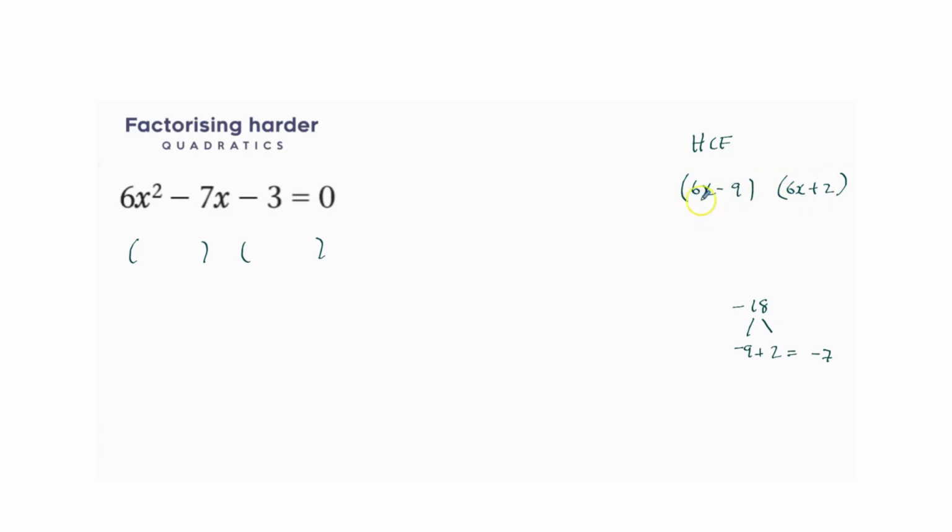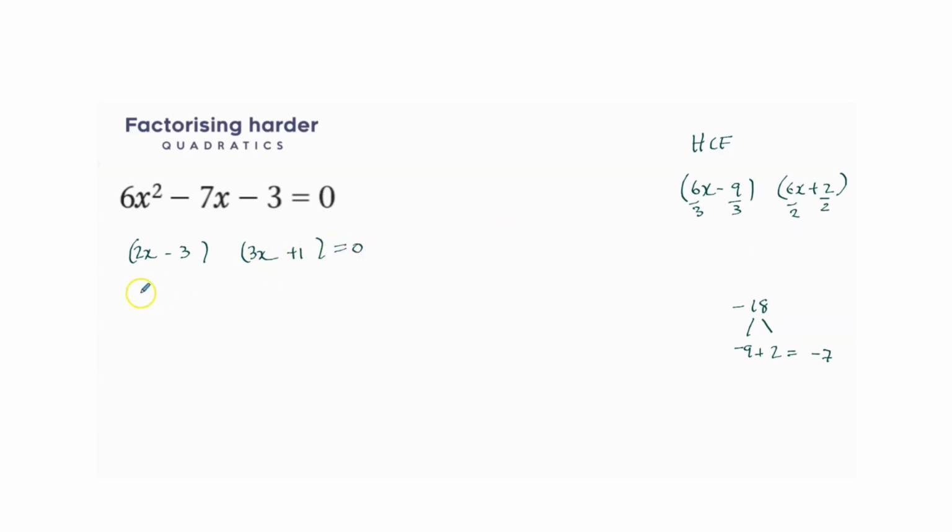The HCF of 6 and 9 is 3. So 3 into 6x gives me 2x, and 3 into minus 9 gives me minus 3. So we got the first one there. The HCF of 2 and 6 is 2, so we divide by 2. So 2 into 6x gives me 3x, and 2 into 2 gives me 1. So we have factorized it now.